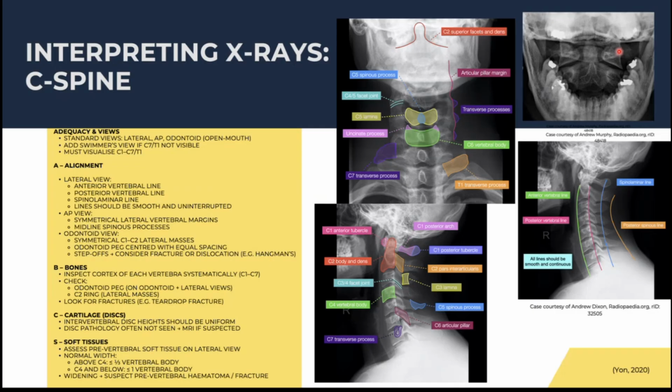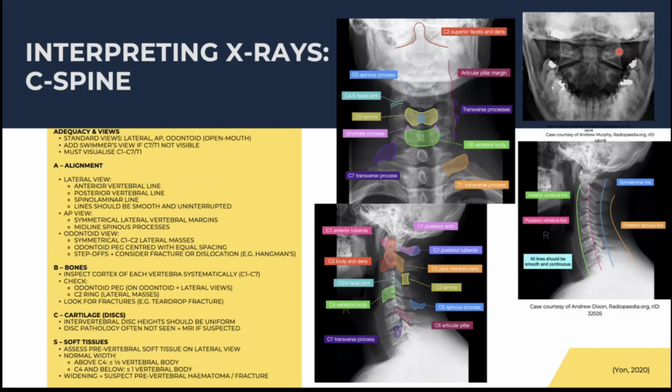Now, this can be very difficult in patients like your rugby players who have really stocky shoulders, and it can be quite hard to see C7 and T1 on those kinds of patients. But it's very important not to try and force those arms down because that can cause further injury.